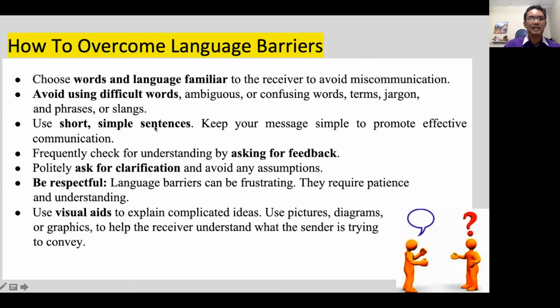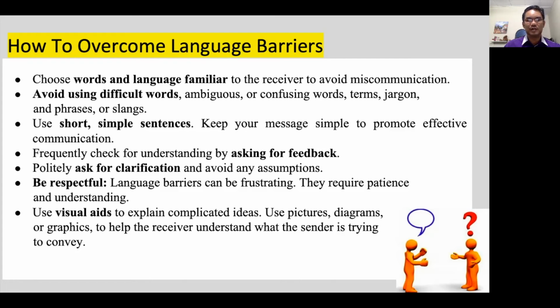Avoid using difficult words, ambiguous or confusing words, terms, jargon and phrases or slangs. Use short, simple sentences. Keep your message simple to promote effective communication. Frequently check for understanding by asking for feedback. Bila tanya tu, jangan tanya simple question like, faham tak? Dengar tak? Cuba tanya soalan-soalan yang konkret lepas kita dah bagi satu-satu maklumat. Politely ask for clarification and avoid any assumptions.